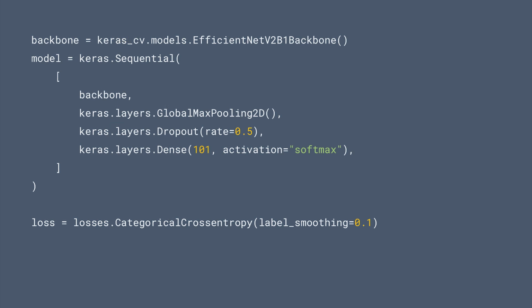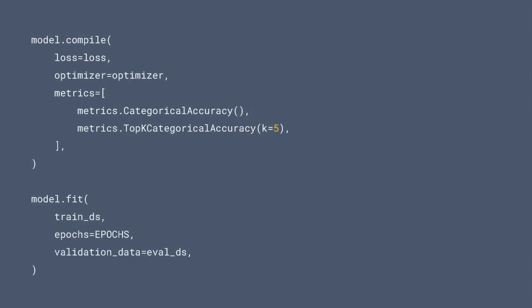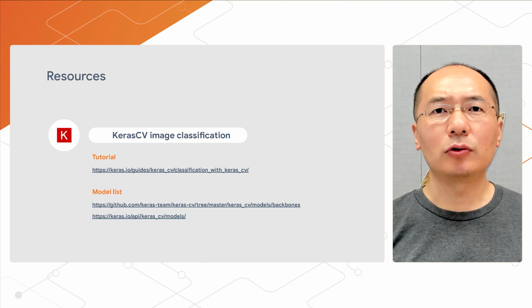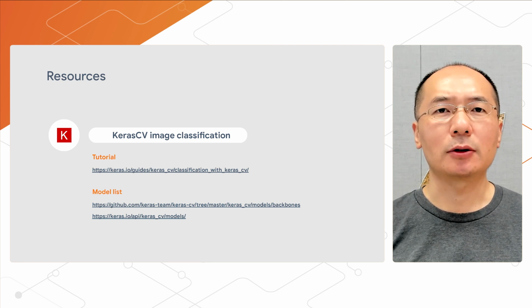Next step is to build our model by stacking a few layers on top of the EfficientNet v2 backbone. We also define the categorical cross-entropy loss. Finally, we compile and fit the model, and KerasCV will train a powerful classifier for you. So in conclusion, from what we have talked about today, you can see how easy it is to leverage KerasCV and reuse the built-in models and modules to build powerful image classifiers.